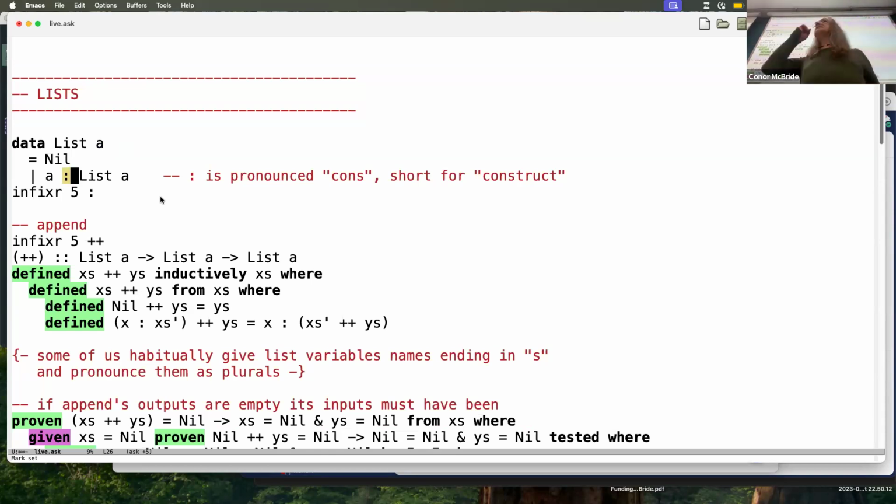I'm kind of routinely livid at this notational choice, but it is standard and I'm stuck with it. The problem is that colon is a symmetrical operator. It's got left-right reflective symmetry, but it's not a symmetrical notion. It takes an element on the left and a list on the right. And this confuses beginners the world over.